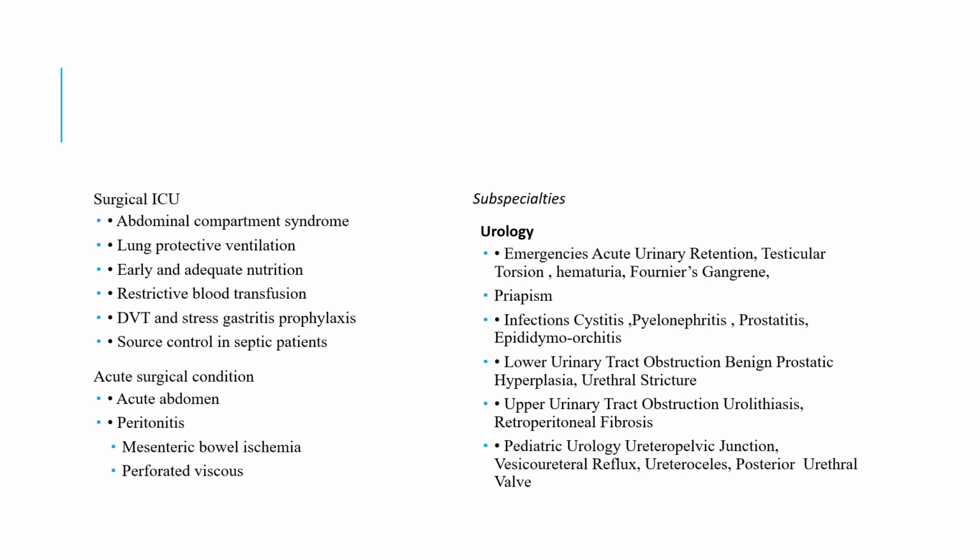Surgical ICU: abdominal compartment syndrome, lung protective ventilation, early and adequate nutrition, restrictive blood transfusion, DVT and stress gastritis prophylaxis, source control in septic patients. Acute surgical conditions like acute abdomen, peritonitis, mesenteric bowel ischemia, perforated viscus. And urology, like emergencies: acute urinary retention, testicular torsion, hematuria, Fournier gangrene, priapism, and infections: cystitis, pyelonephritis, prostatitis, epididymo-orchitis.